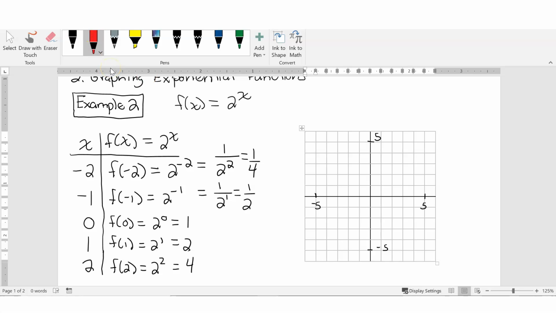So we'll have this point at minus 2 and 1/4. The fractional value we can plot approximately. At minus 1, we're at 1/2. X is 0, we're at 1. At 1, we're at 2. And then at 2, we're at 4. So there are our coordinate points, and the graph will look approximately like this.